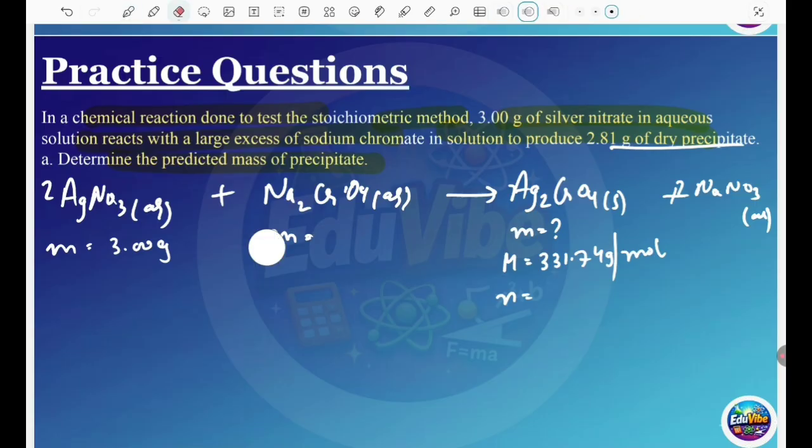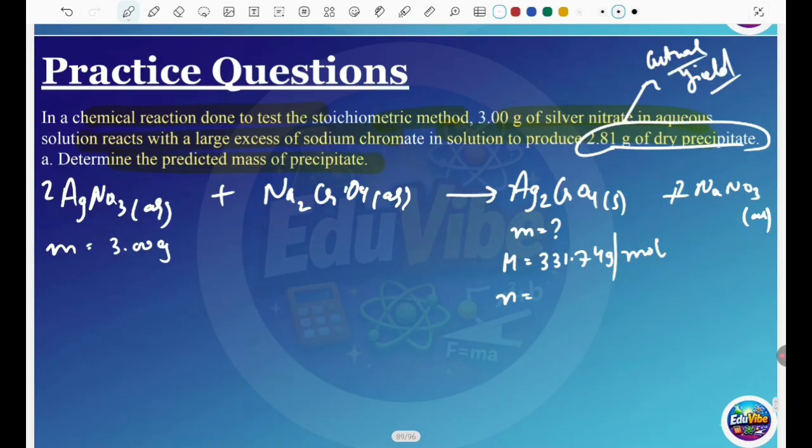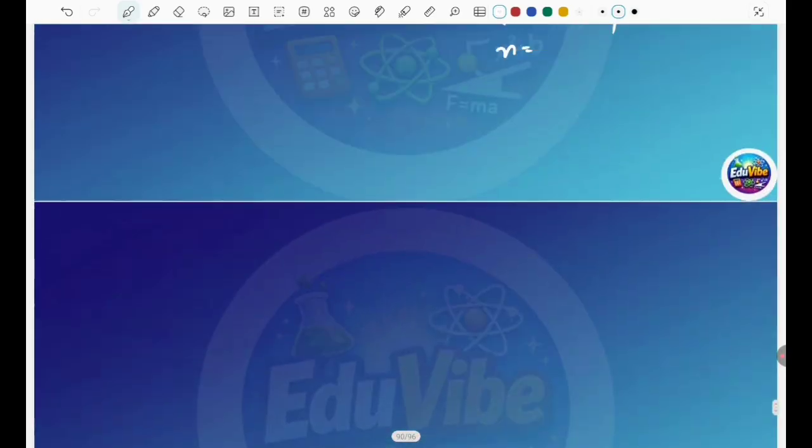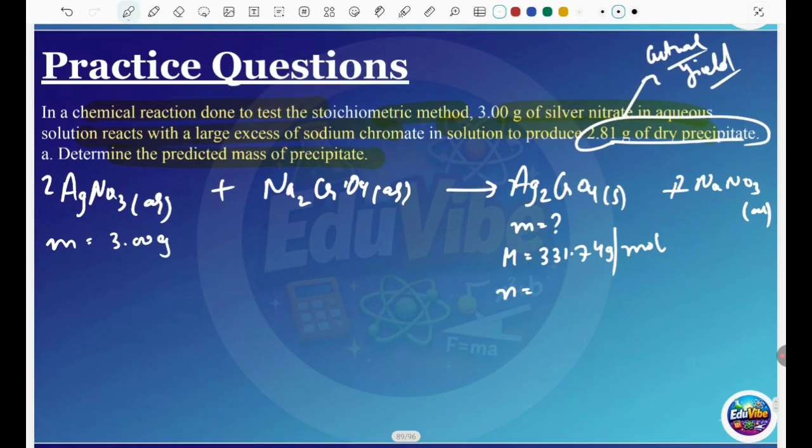So this should be the mass of the dry precipitate, which is given for the actual thing. So this is 2.81, the actual yield, which we use in the percent yield when we do this version. For now we have to find the experimental value, which is near about that. Done. So that's not the theoretical value. This is the actual value of that. Done. So to find the moles for the Ag2CrO4, you have to find the moles of AgNO3 first.